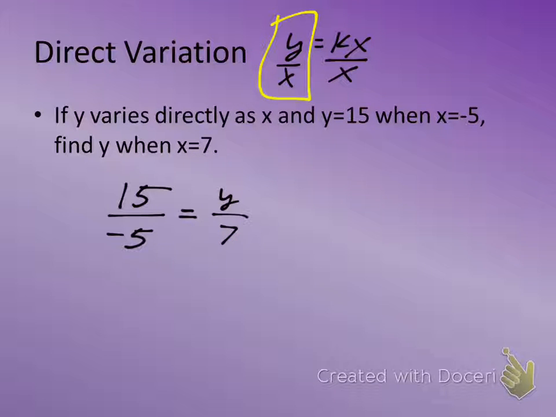From there, you just solve the proportion. So 15 over negative 5 reduces to negative 3 over 1. And then you cross multiply. So y equals negative 21.